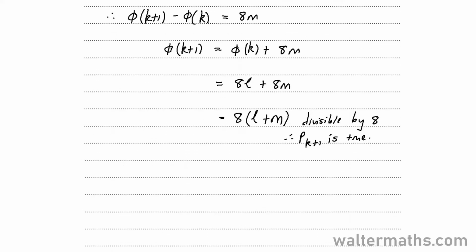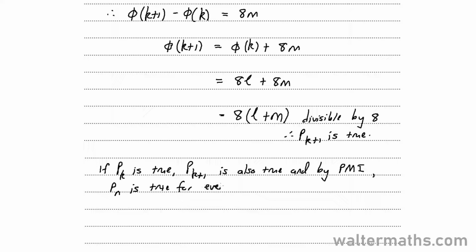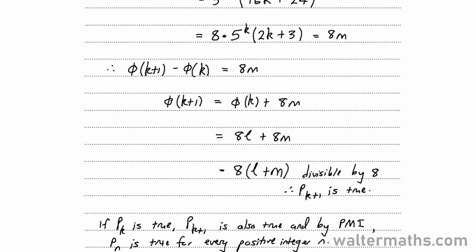So we can now make the conclusion that if p sub k is true, then p sub k plus 1 is also true. And therefore, by the principle of mathematical induction, p sub n should be true, and that's for every positive integer n. So that's the concluding statement, and we are done with this question here.